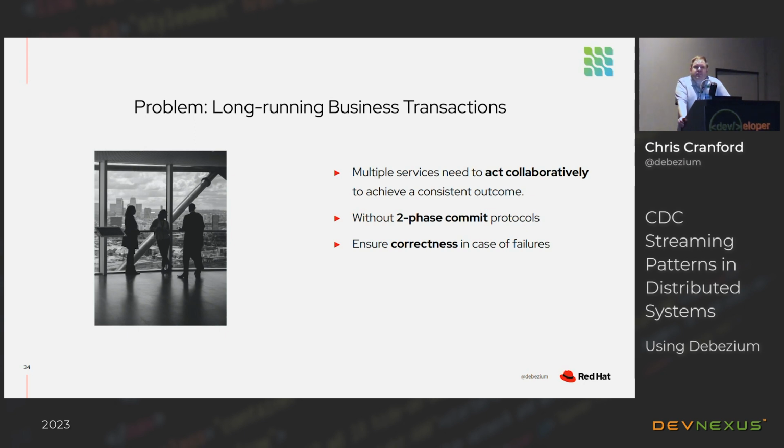And again, we need to be able to do this without using things like XA transactions or two-phase commits. And we want to ensure that in the case of a failure, we can always arrive at a consistent and correct outcome of that saga.